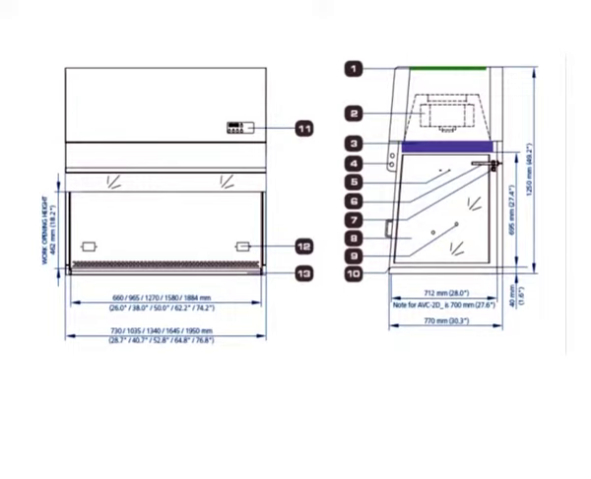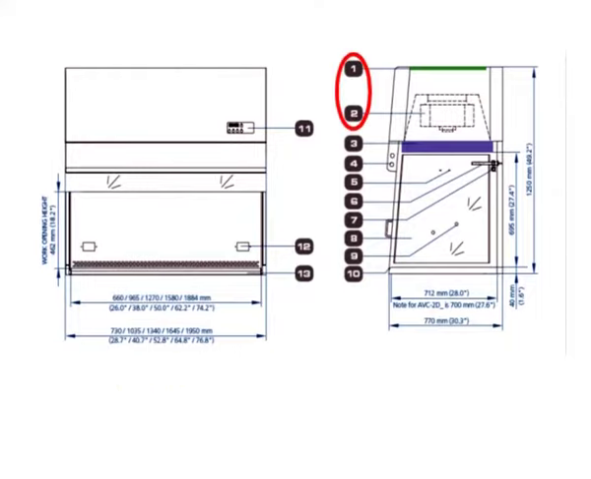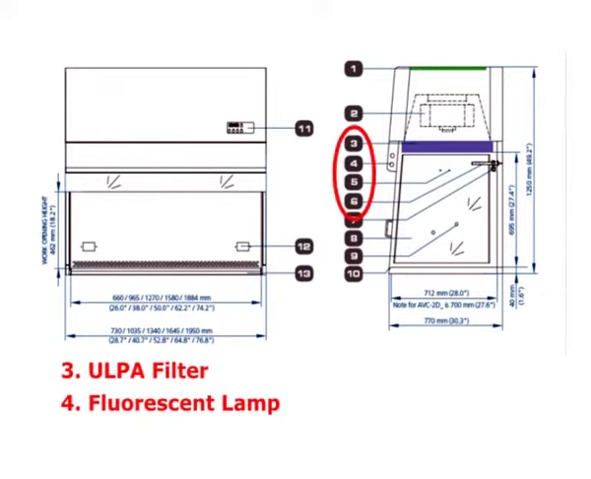In difference to figure 2, you will see that figure 3 is the vertical laminar flow clean bench. In this, the main difference is of point number 1 and 2. Here, point 2 is the fan which is placed on the right hand side of the equipment on the topmost part. Under that is the ULPA filter, which can also be replaced by the HEPA filter.